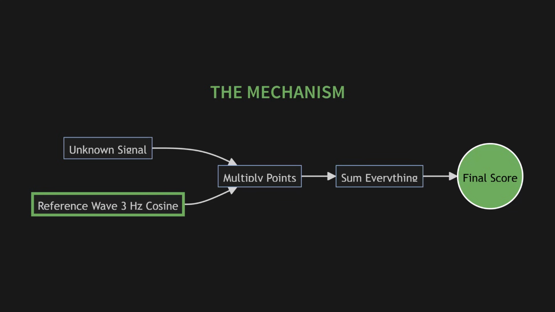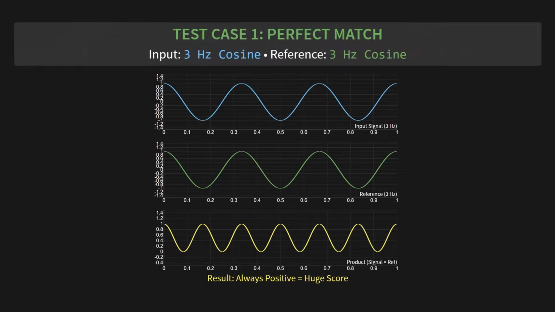A big score means a strong match. A small score means no match. Simple, right? Let's see it in action. First question, test case 1, a perfect match. Let's test our machine on a signal that we know is a perfect match. The input is a 3 Hz cosine wave, and the reference wave, also a 3 Hz cosine.